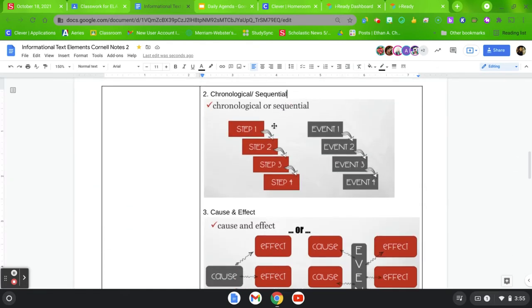Cookbooks are a good example of chronological or sequential order. So are directions on how to assemble something. Like if you go to IKEA, sometimes you see that little fold out that tells you what steps you need to follow. These typically include illustrations, and it'll tell you what to do at each step.